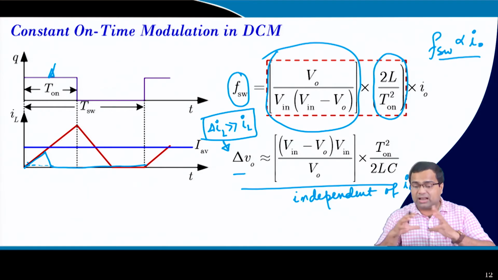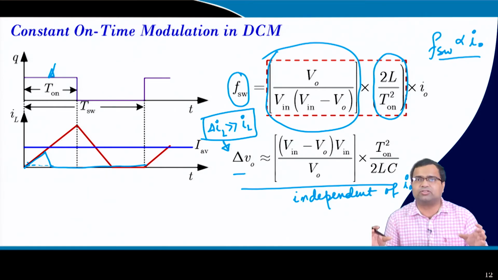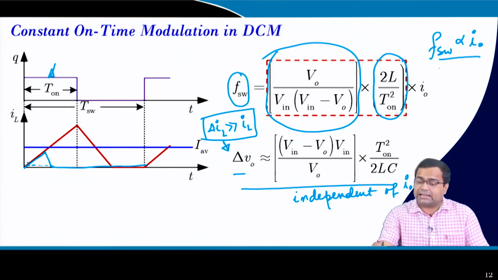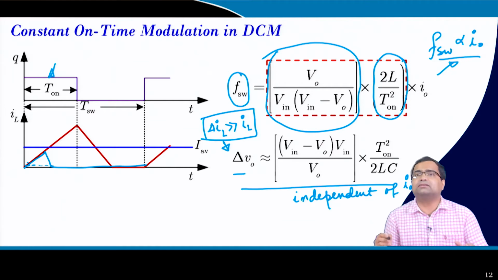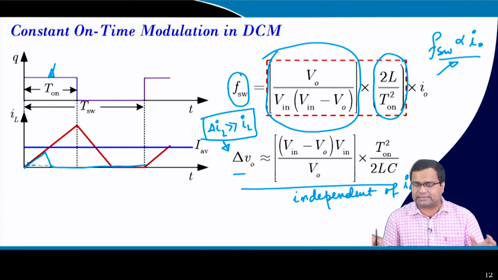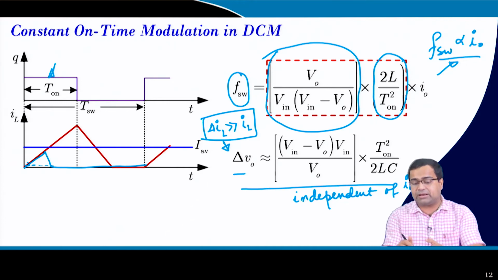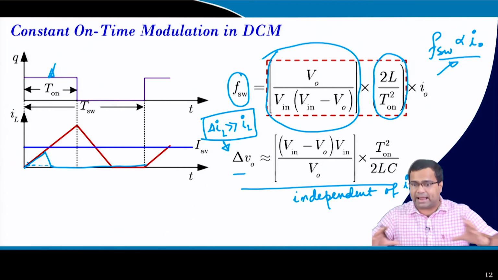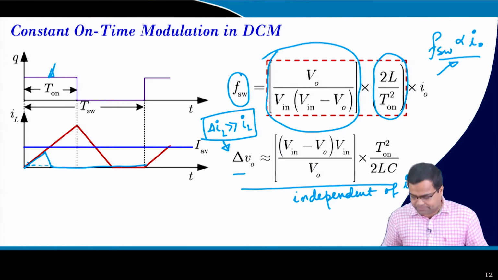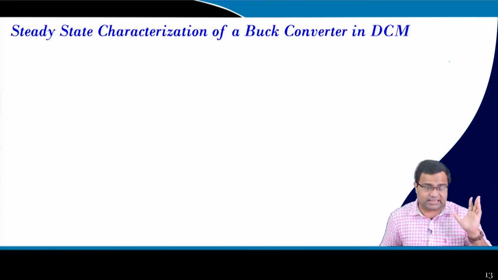That means under light load condition, if you maintain the constant on time, you get the benefit of high efficiency by reducing switching frequency when the load current decreases. At the same time, you are keeping the voltage ripple within the band because the voltage ripple is not changing. Okay? And we will see this in the simulation case study.